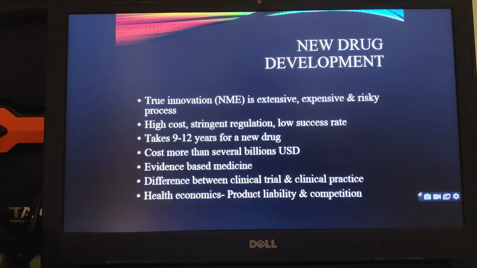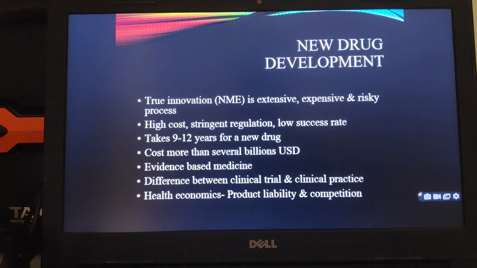There are a lot of regulations by drug authorities, and in spite of all these, there is a low success rate. So it is a very risky process, especially for a new molecular entity. It takes around 9 to 12 years for a drug to come to the market after the start. It costs the company several billion dollars for any product which comes to the market.